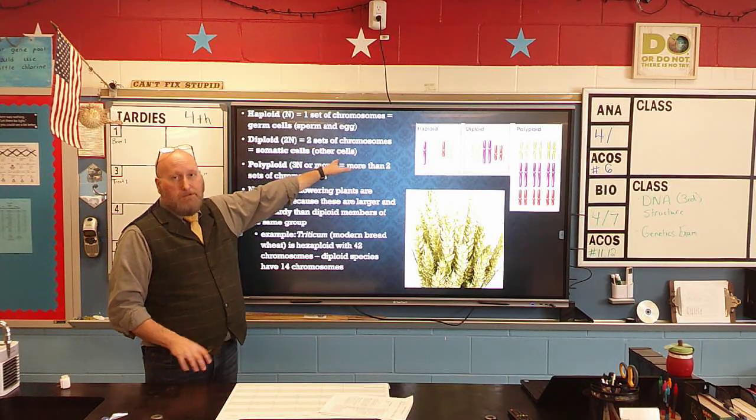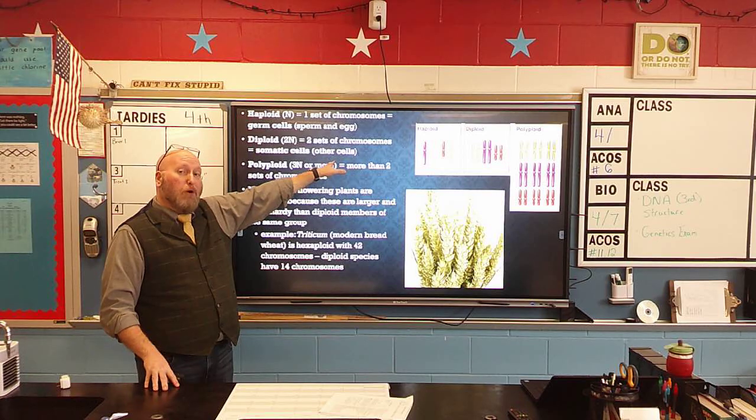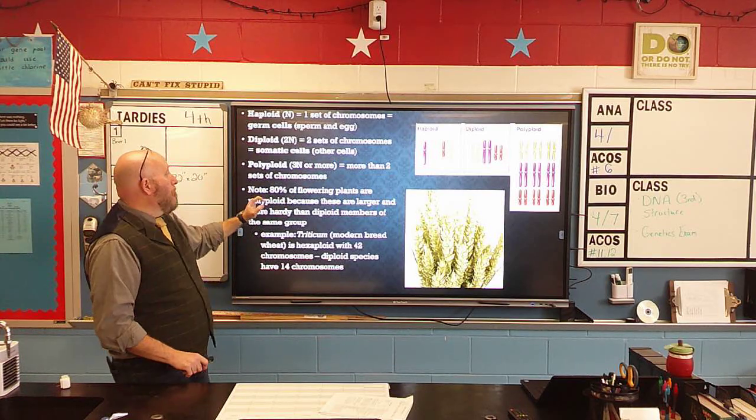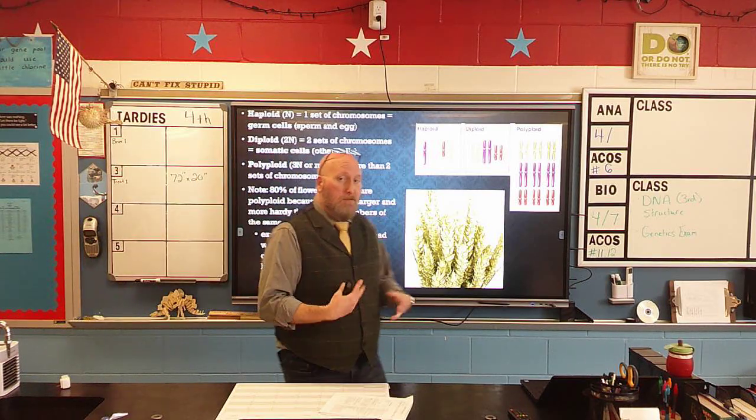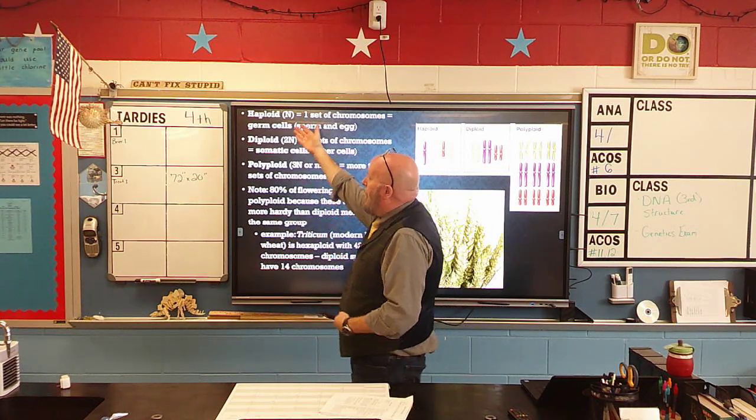okay? Now, diploid cells, di meaning 2, 2N, that's 2 sets of chromosomes. These are your body cells. Every other cell in your body besides sperm or egg, okay? And that's what we've seen before. Most of you have seen biology before. You know those 2 words, haploid and diploid.